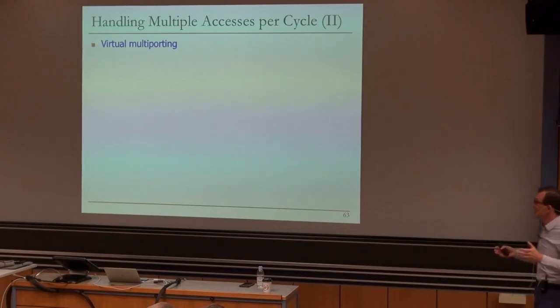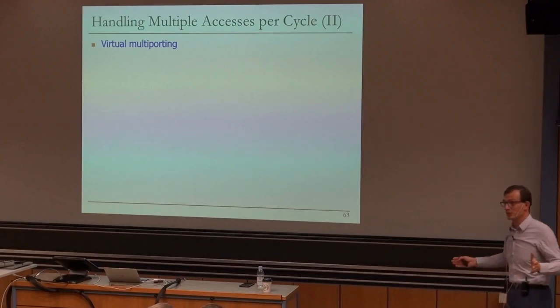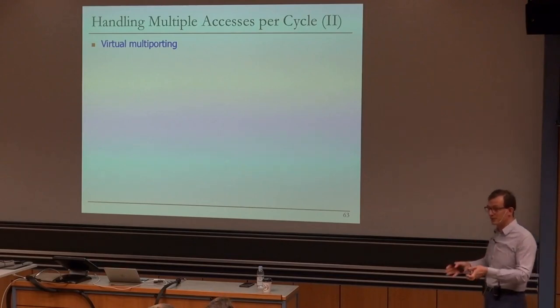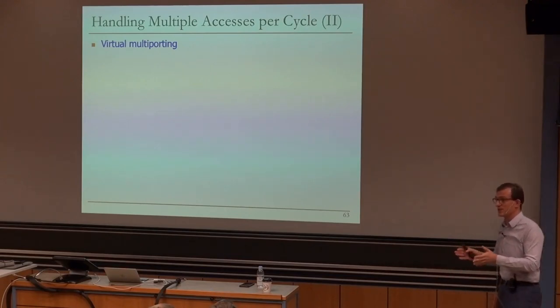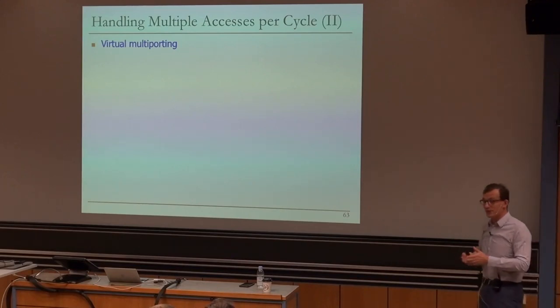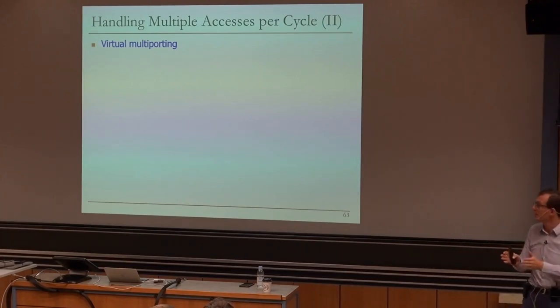Okay, let's talk about virtual multiporting. True multiporting is clearly expensive, and people didn't want to employ it when they were designing, for example, the Alpha 21264. Designers were building one of the fastest machines of its time, 500 megahertz, in 1996 or so, 1995 or so, actually. And they said, we want a cache that can actually sustain, I believe, two accesses in parallel.